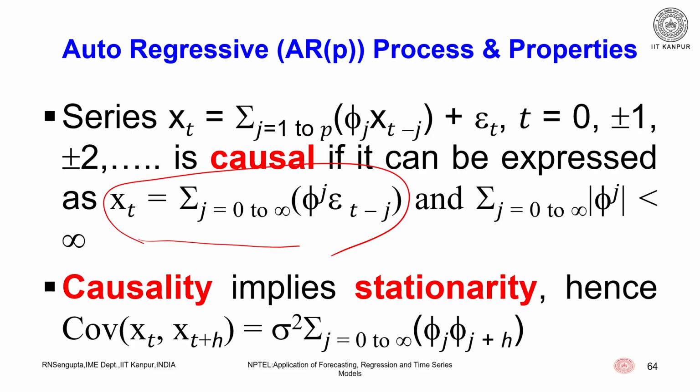considering. So, as I mentioned, causality would imply stationarity, hence the covariance which we considered can also be expressed in terms of phi. Here we have considered sigma square, and in the last slide sigma square was basically the white noise variance, and we found that it is only dependent on h, not on where you are starting. And here we are also expressing it as a function of sigma square into the summation of phi j and phi j plus h, h is again the lag.